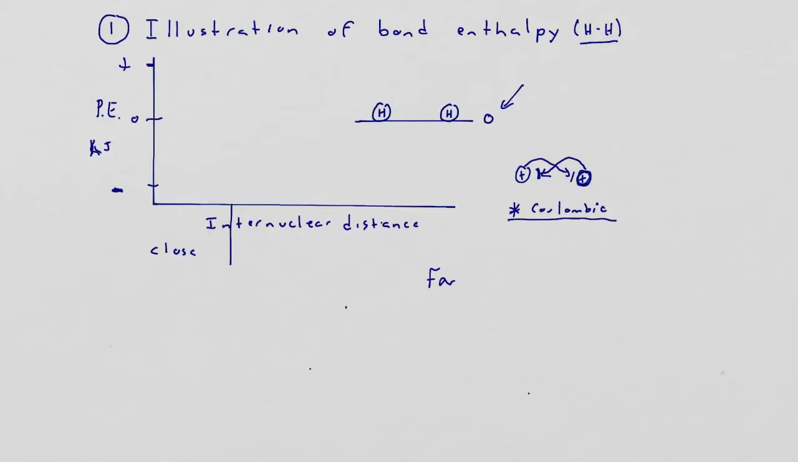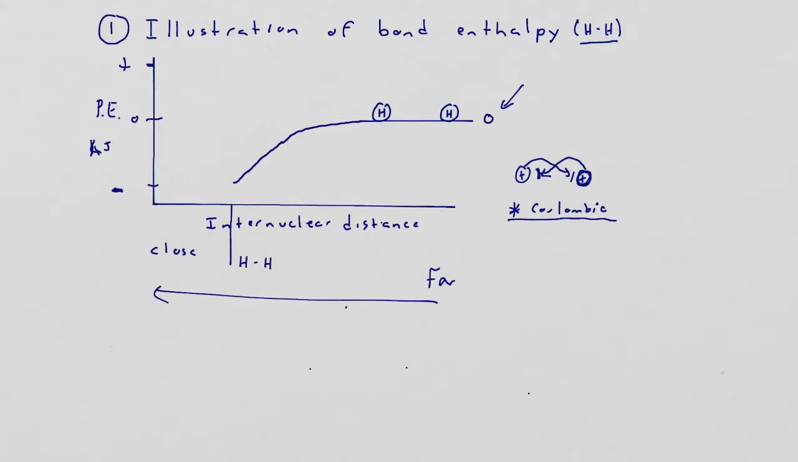So as the internuclear distance decreases, as we move in this direction, the potential energy is going to start to drop down. That means energy is released because these atoms are going to be bonding with each other. And it keeps going down as they get closer and closer to each other because of the attractions of each nucleus for the other atom's electrons until it gets to a certain internuclear distance that is the standard distance between two hydrogen atoms.